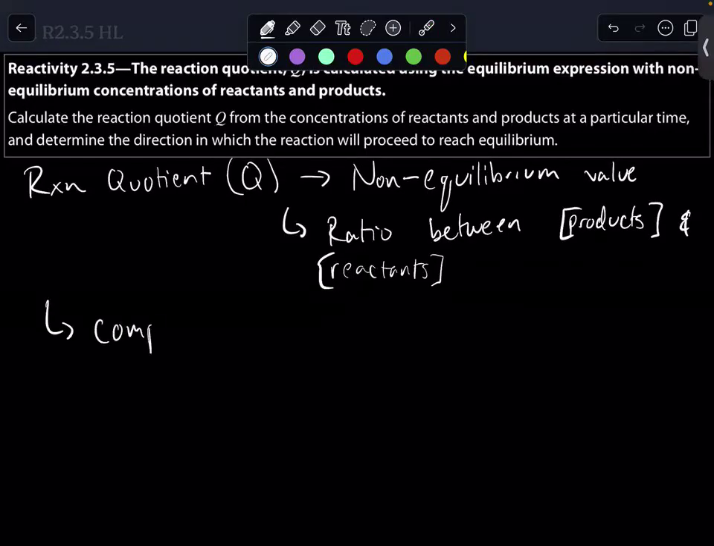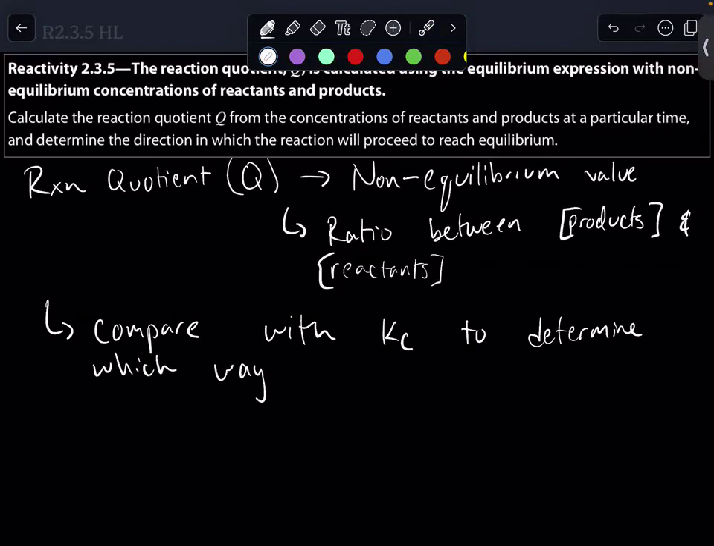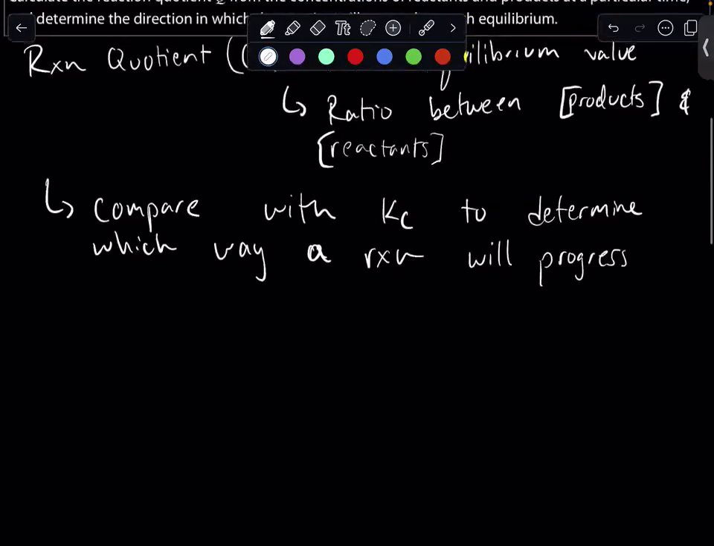We compare it with our equilibrium constant Kc to determine which way a reaction will progress, either to the reactant side or to the product side.